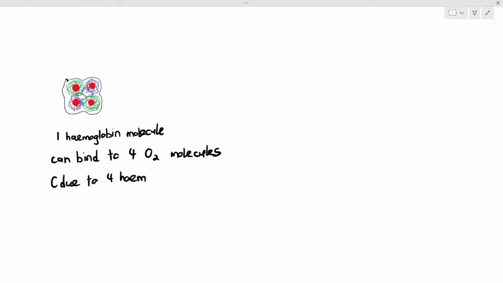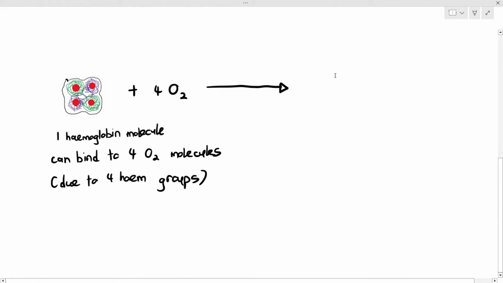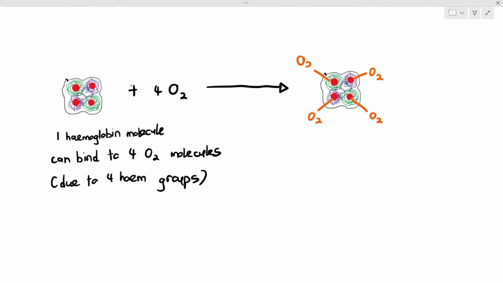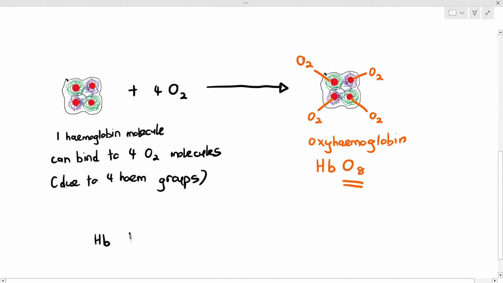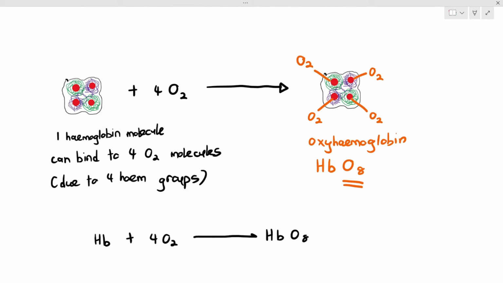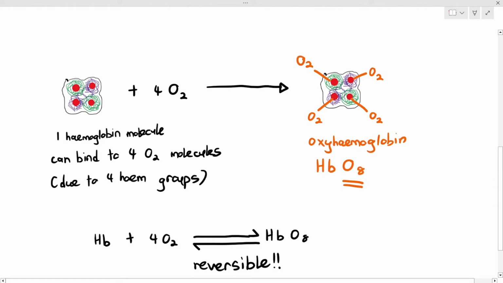The first thing we have to understand about the hemoglobin molecule is the fact that one hemoglobin can bind to 4 oxygen molecules. The reason why that is so is because one hemoglobin has 4 heme groups. Each heme group can attach to 1 oxygen molecule, and therefore it becomes oxyhemoglobin, also known as HbO8. Okay, so it's 4 oxygen molecules or 8 oxygen atoms. Just be wary of that. The important thing to know is the chemical reaction where Hb plus 4O2 becomes HbO8. Incidentally, what you have to know is this reaction is reversible. All right, so we are going to elaborate on that in a while.